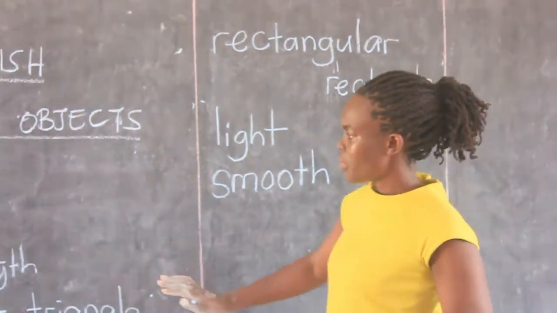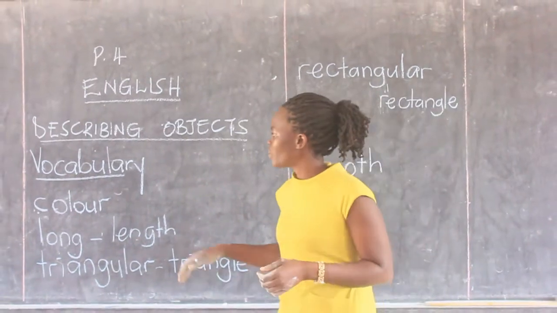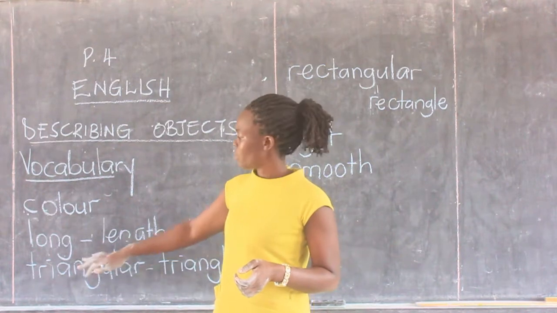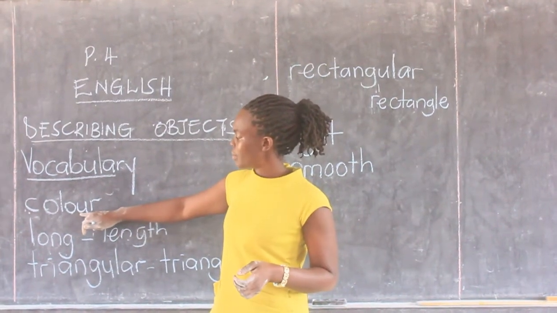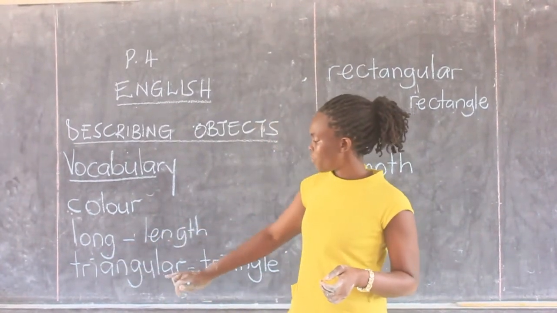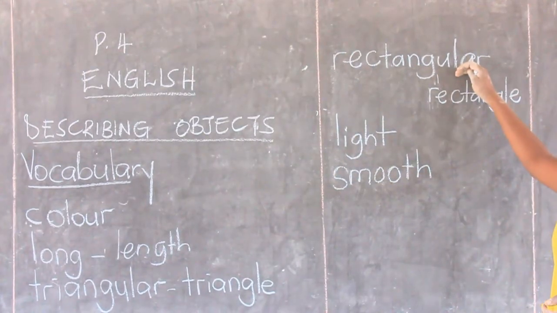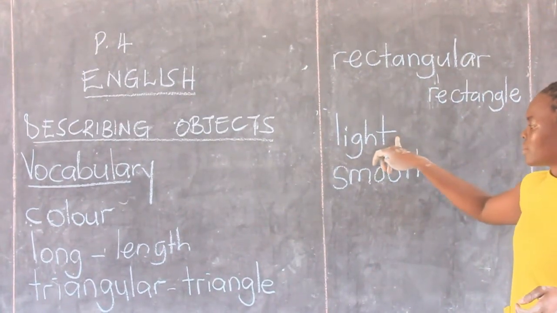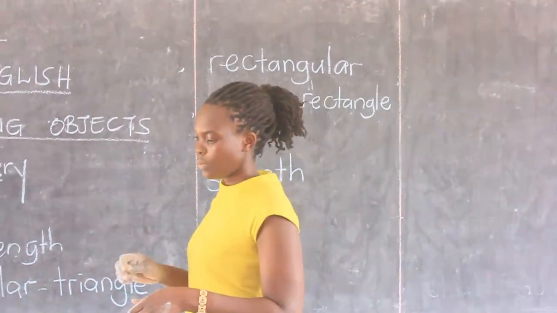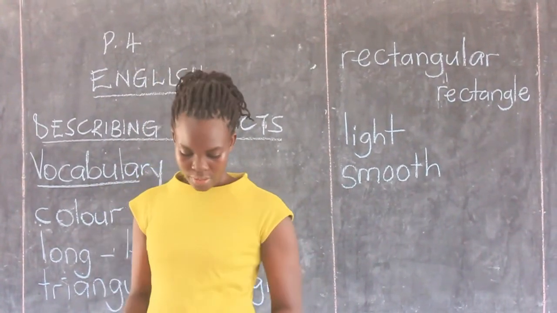So these are our vocabulary, and I hope you're noting down something, one or two. Before we move on, I want to take you back and we read through. The first one we had was color. We have long. We have triangular. We have rectangular. We have light. And then smooth. I hope you have learned that and you have practiced the spellings and the pronunciations.